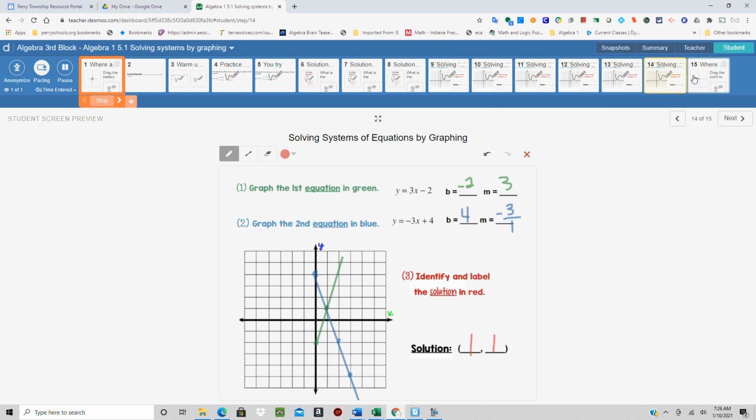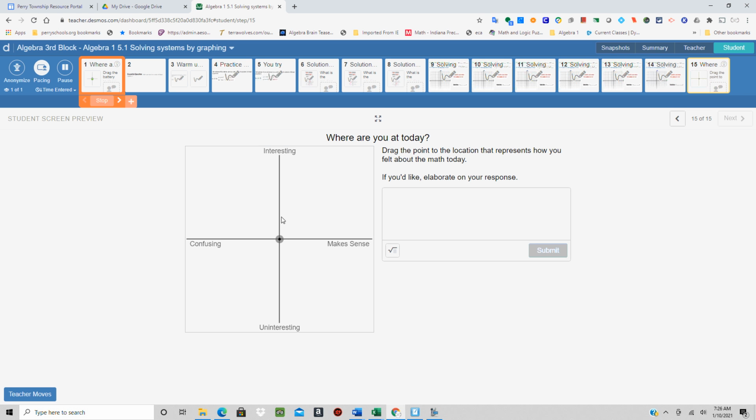All right, next one. Put the dot where you think you are: makes sense, confusing, interesting, uninteresting. And go ahead and start your assignment.